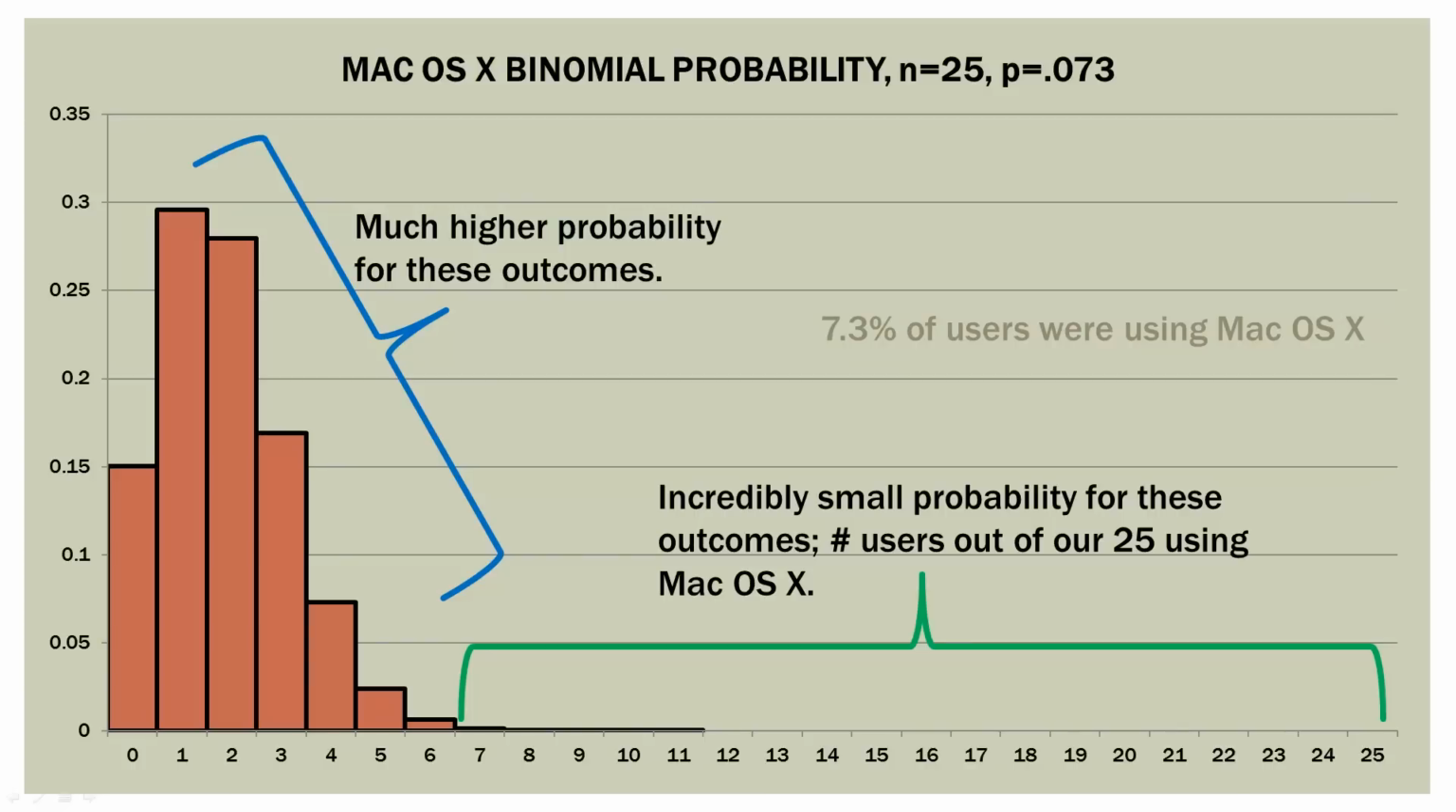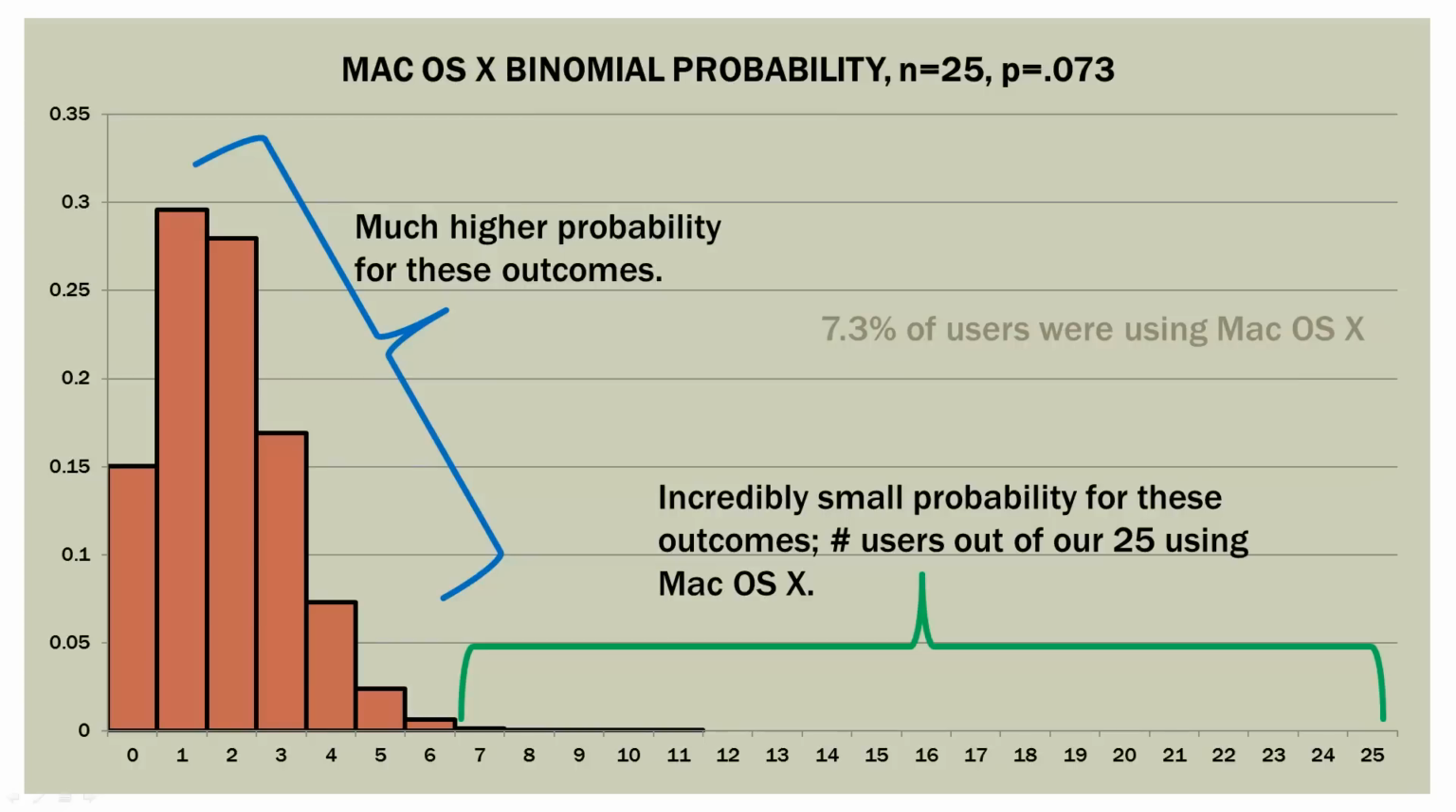So if you kind of understand how the graph gets its shape, where it comes from, how the height of the bars is related to our sample size or trials, which is 25, and the probability, then you really have a good understanding of the binomial distribution.